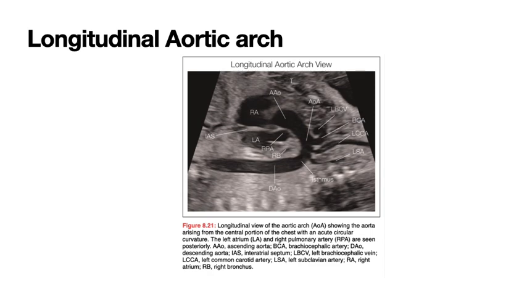So the first one you get to is the brachiocephalic artery, which is a combination of the right subclavian artery and the right common carotid artery. Then you get your left common carotid artery, and then lastly you have your left subclavian artery.